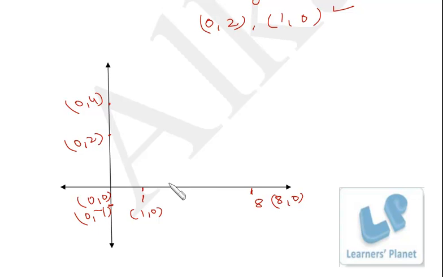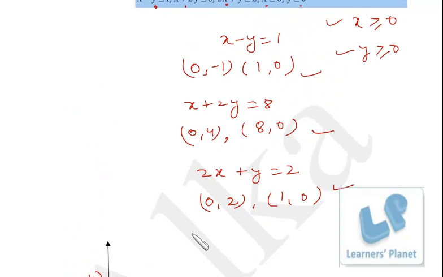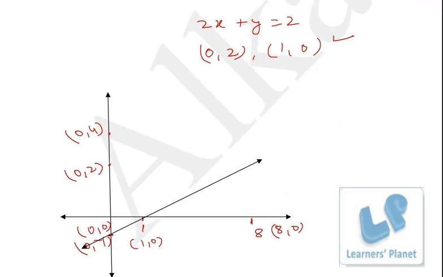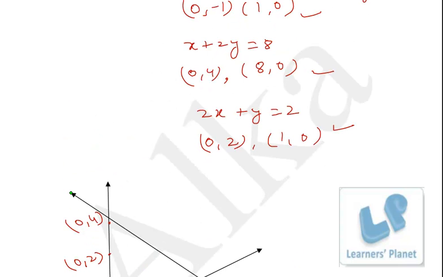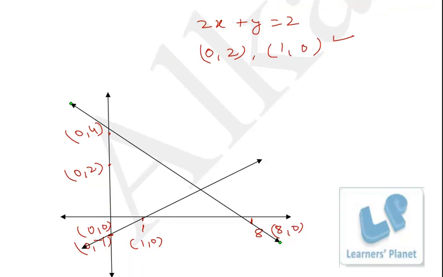Zero, minus 1 and 1, 0. So this is the line. Then the second line is passing through 0, 4 and 8, 0. So this is the line. Then the third line is 0, 2 and 1, 0. This is the line.